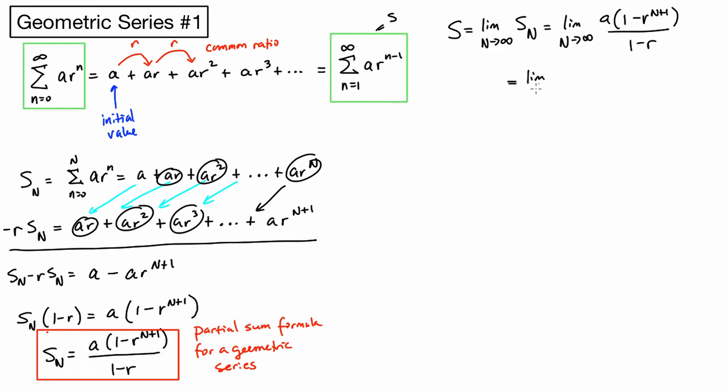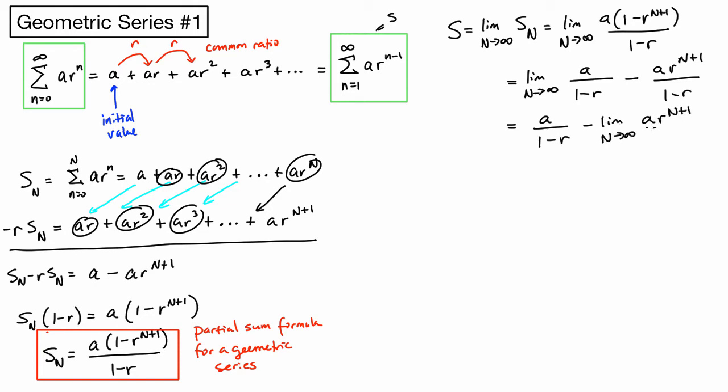So doing a little bit of work here, I'm going to separate out two terms: a times 1/(1 - r) minus a times r^(n+1)/(1 - r). And the reason I'm going to do that is the limit will ignore this first term, because this first term does not have an n that it's a part of. So instead I can take the limit of this second term, and the question is, what does this second term become?